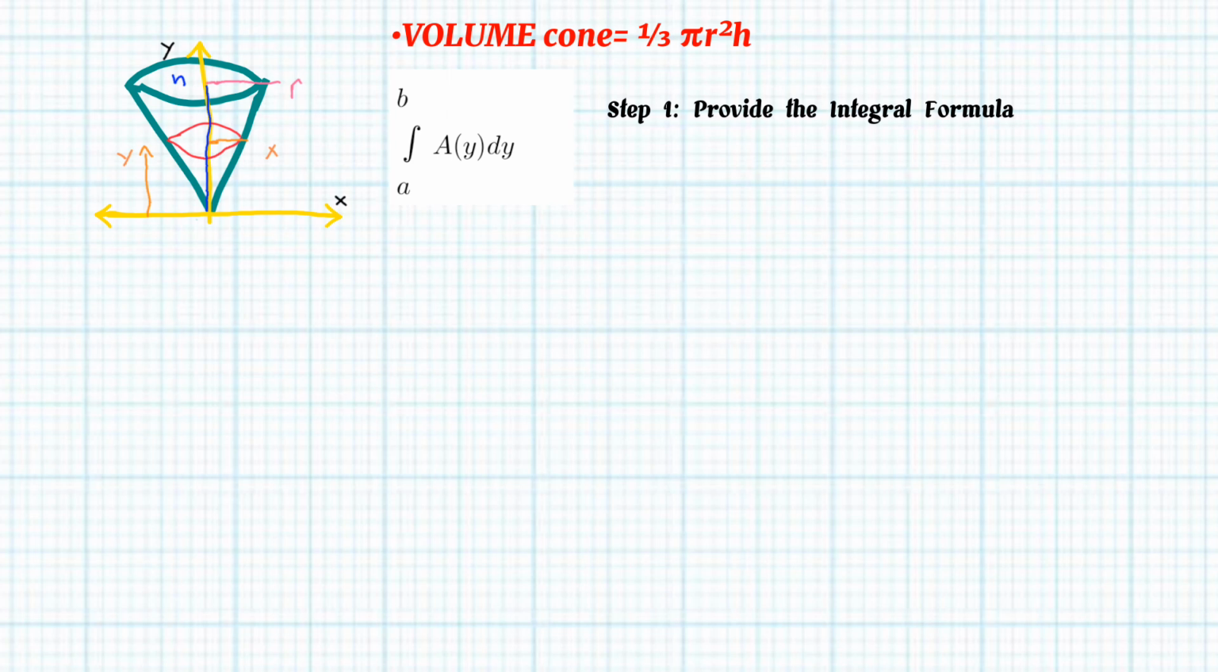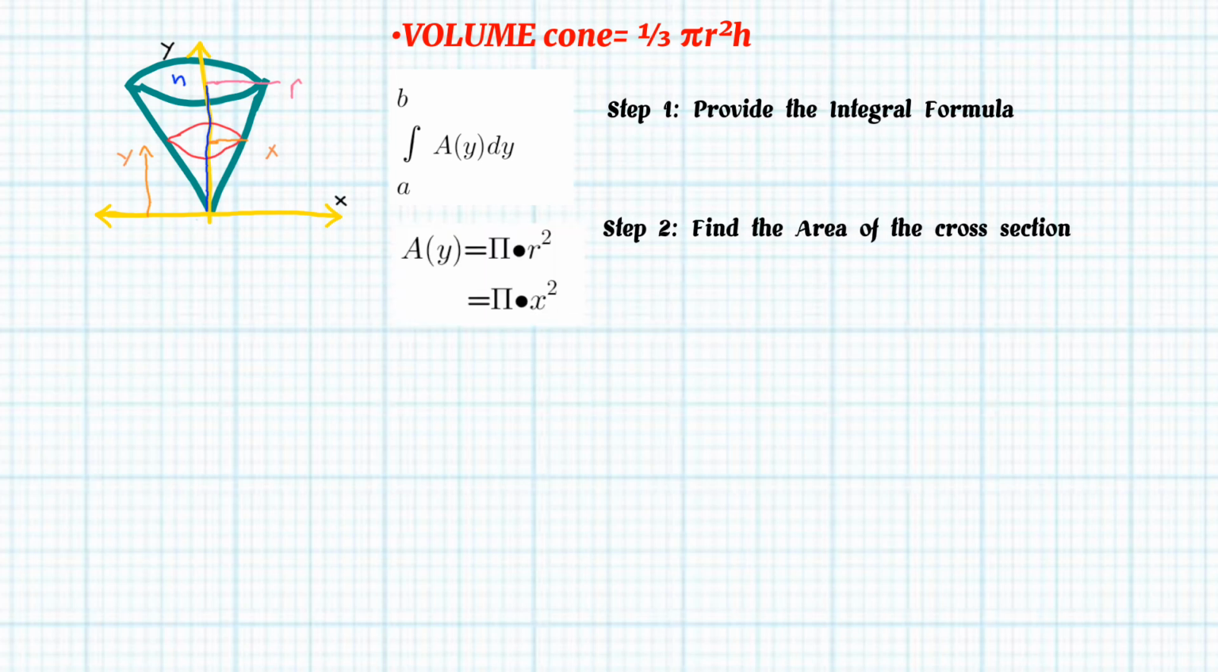The first thing we're going to do is find the area of that cross section, which is A of y, using the formula of the circle, which is pi times the radius squared. Why do we use the formula of a circle? It is because our cross section is a circle. We are done integrating with respect to y. The next thing we will do is rewrite the x.